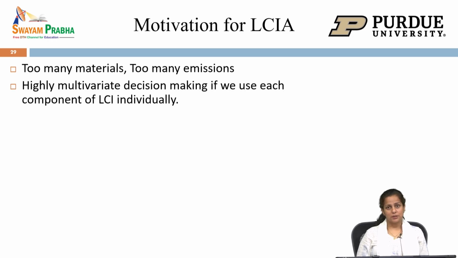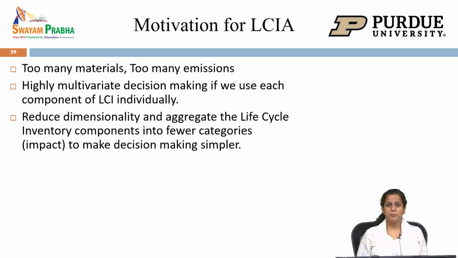So that makes our LCA a highly multivariate decision making if we use each component of LCI individually. So imagine doing product footprint for thousands of different products with so many emissions, and if you do not have a concise way of aggregating or reducing the dimensionality, then it will become very tedious and actually impossible to make a decision for different products. So the main motivation of LCIA is to reduce dimensionality and aggregate the life cycle inventory components into fewer categories that we call impact to make decisions simpler.